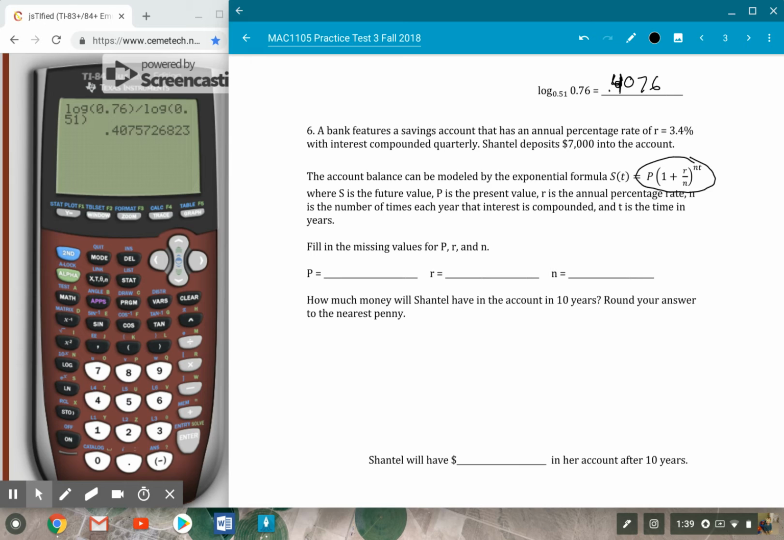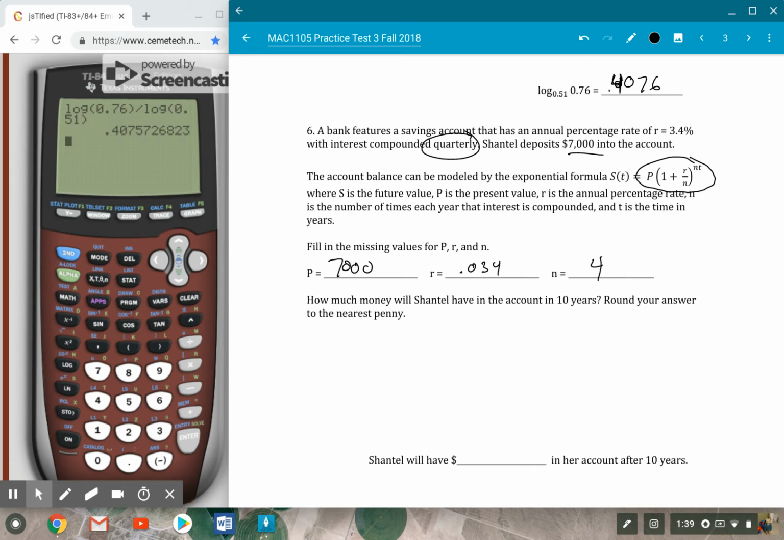S is the future value. P is the present value, the current value. R is the annual percentage rate as a decimal. N is the number of times each year that interest is compounded, and T is the time in years. So fill in the missing values for P, R, and N. P, your initial amount, is $7,000 from right here. R, our interest rate, is 0.034. And then N, if it's compounded quarterly, there are 4 quarters in a year, so N is 4.